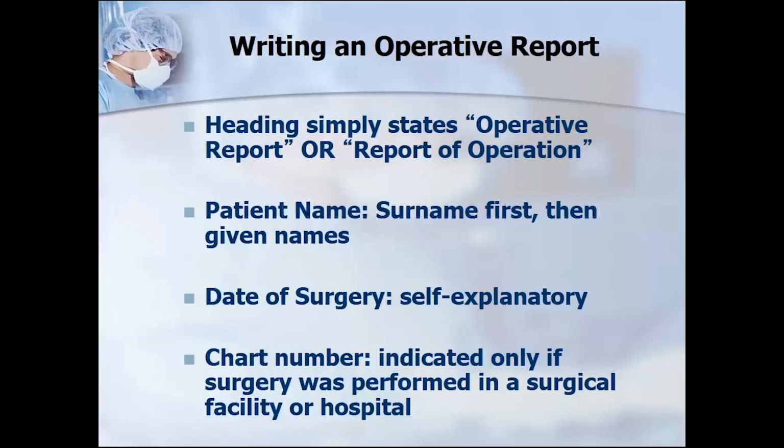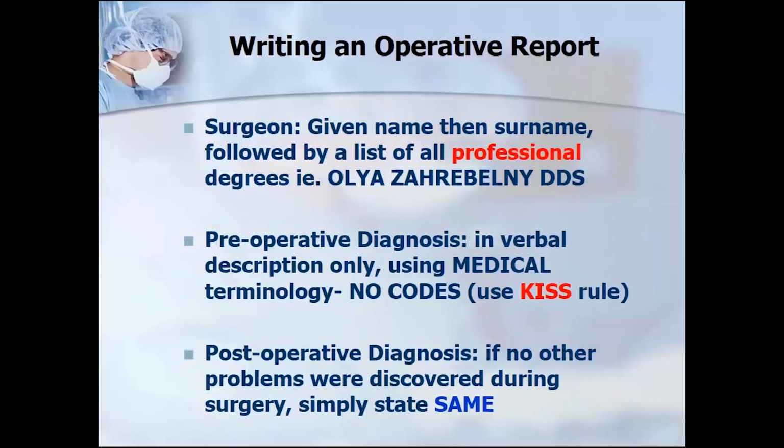The next heading is the date of surgery, and that's self-explanatory. Month, day, and 4-digit year. Chart number, and that's for hospital procedures only. Under the heading surgeon, you're going to state the given name, then the surname, followed by a list of all professional degrees.